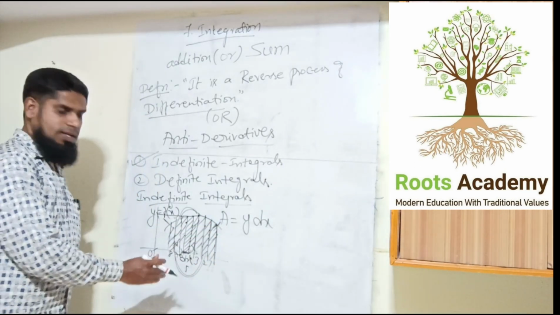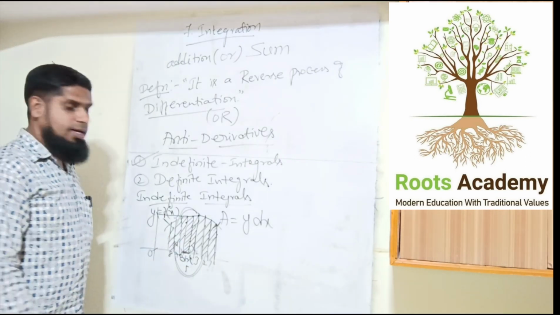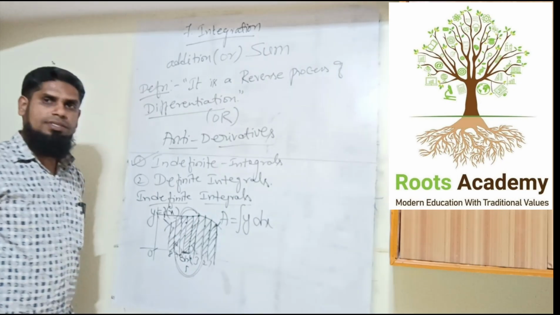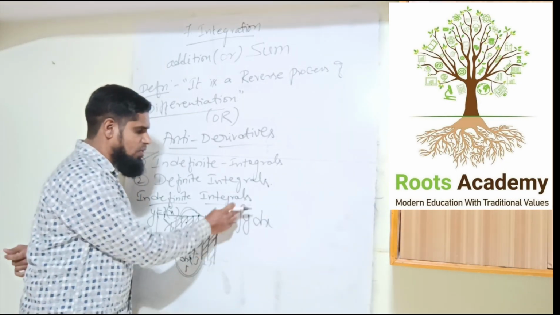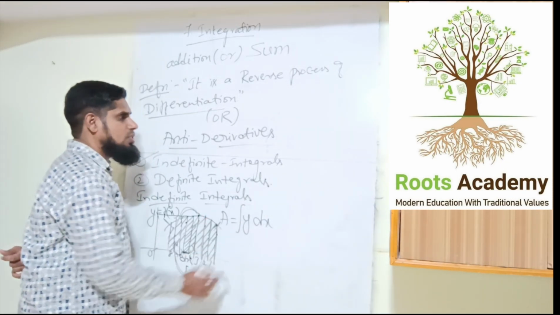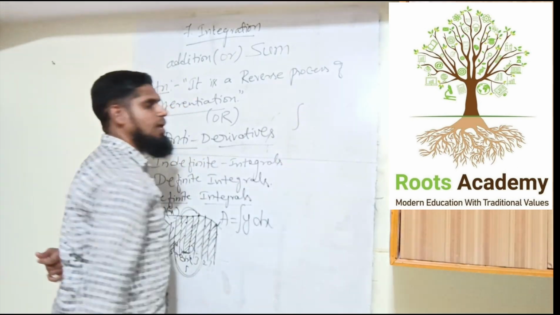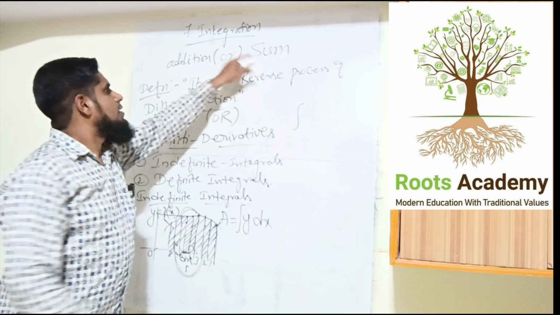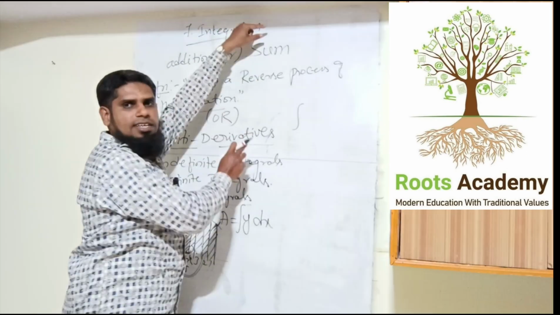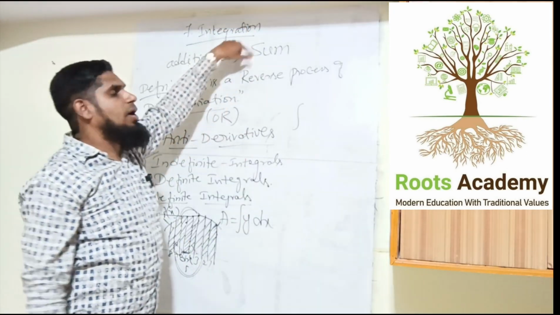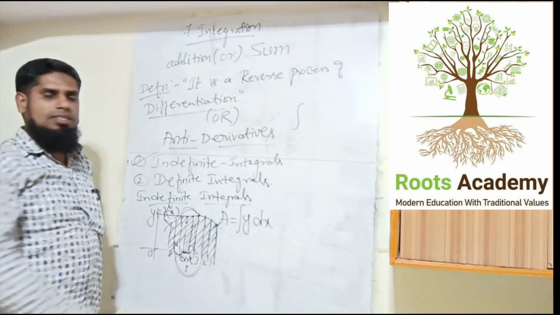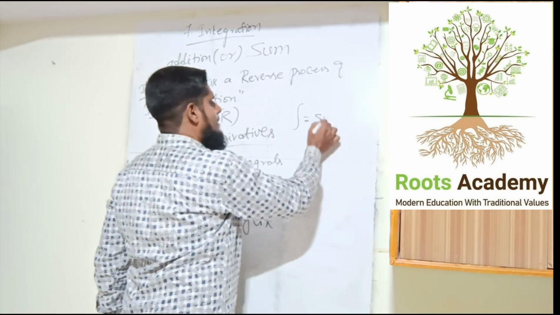Now how to find this complete area? That time we will take integration here. Understand? This is the symbol of integration. The symbol of integration is just like this. As I said, integration is nothing but sum. We stretch it in both directions, upper and lower direction, then we get it like this. So this represents sum.